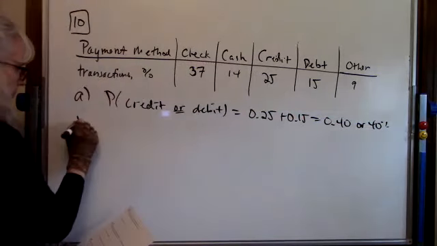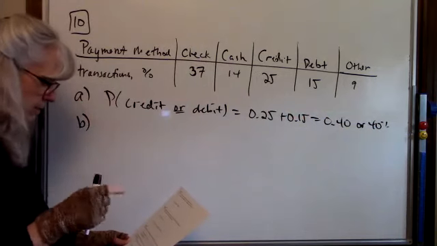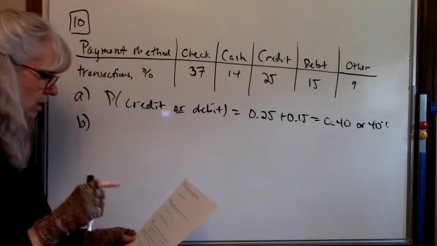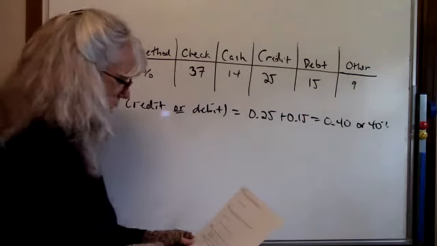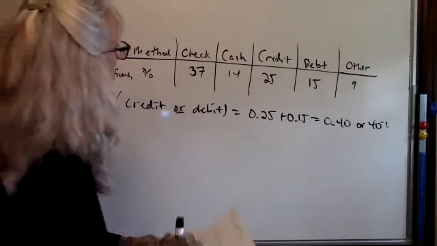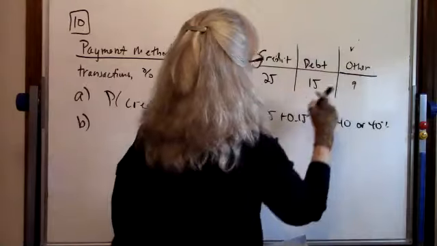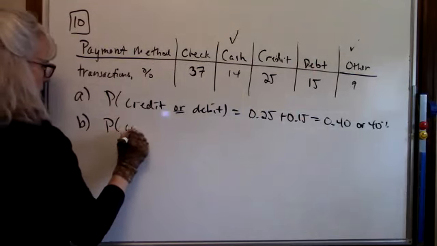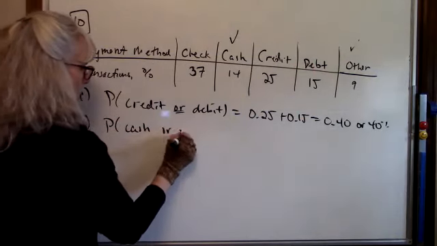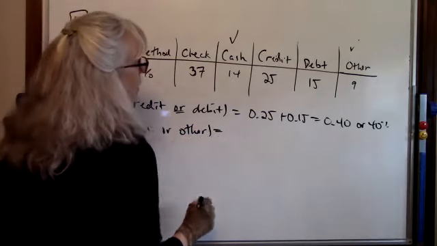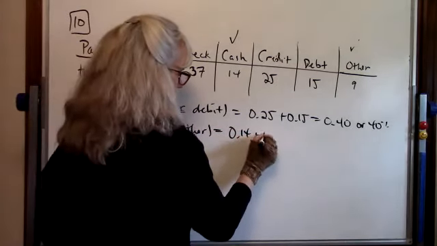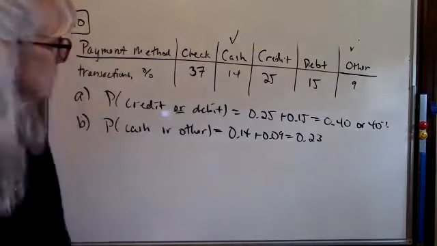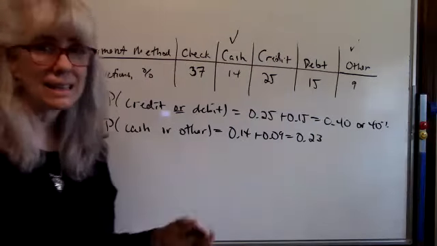Okay, part B says, what's the probability that a transaction selected from this survey was paid with cash or some method other than a check, credit card, or debit card? So we're looking at the cash and the other. So the probability that cash or other, that would be the 14, so 0.14 plus 0.09. It should be 0.23 or 23% of the transactions. And that wraps up our beginning section on probability.